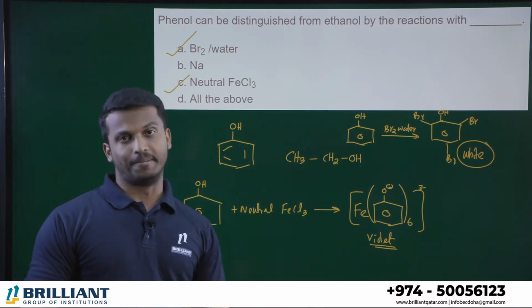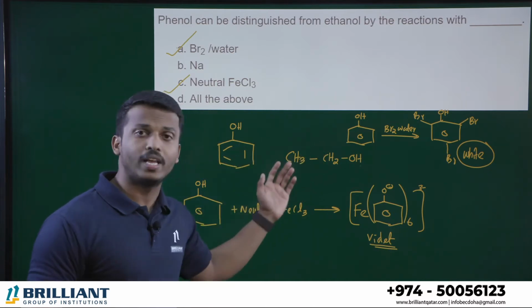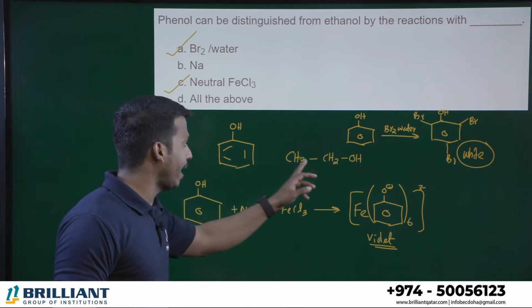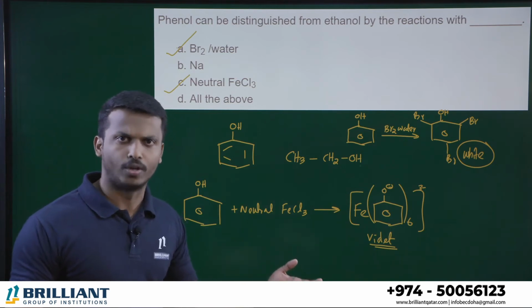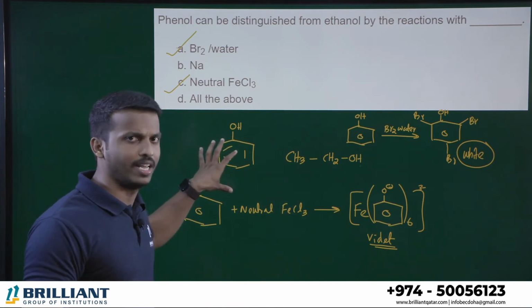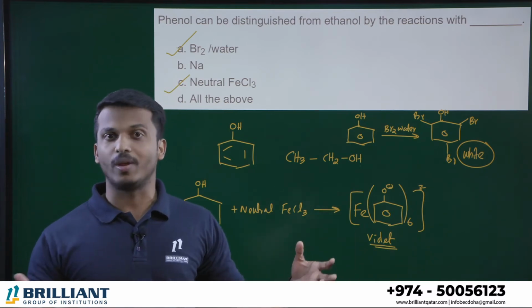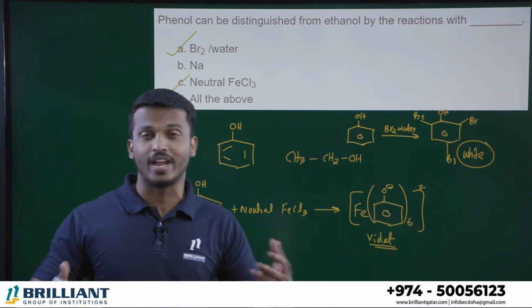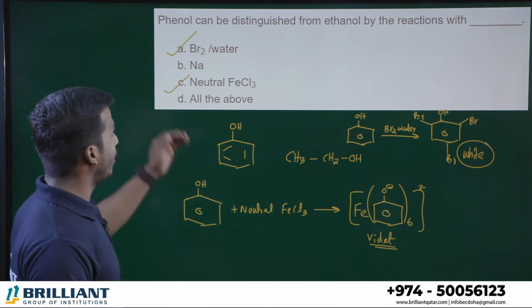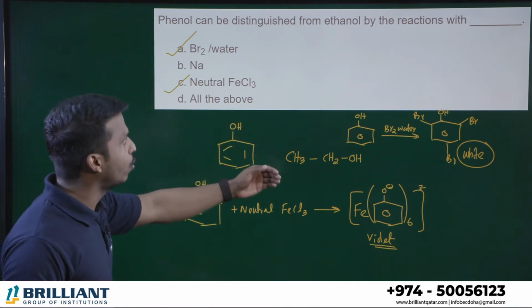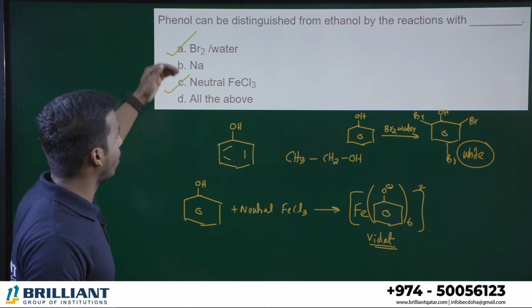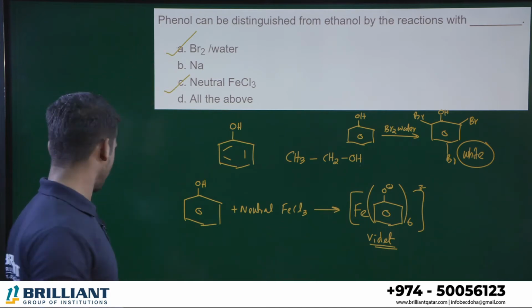What about sodium? Both phenol and ethanol are acidic in nature, and you know very well that phenol is more acidic. But you cannot use sodium to make a distinction between those two species because we can't identify them through a reaction. So phenol you can distinguish from other alcohols mainly through neutral ferric chloride and the bromine water test.